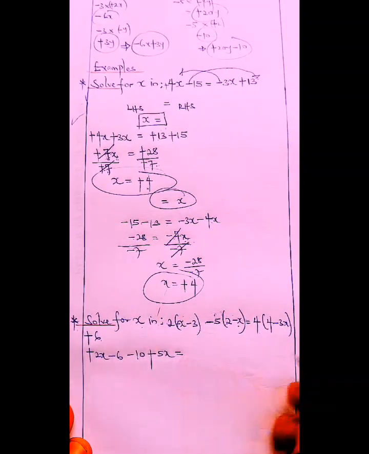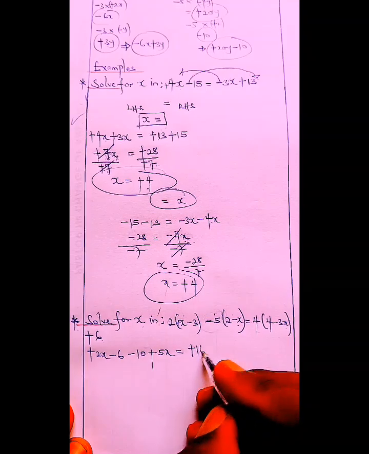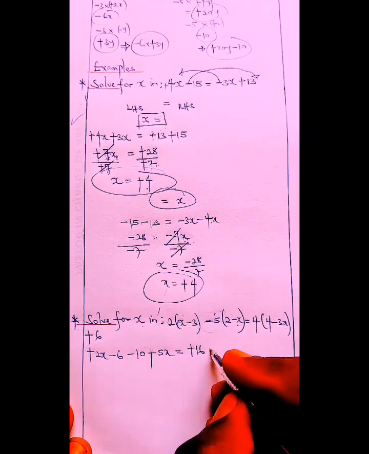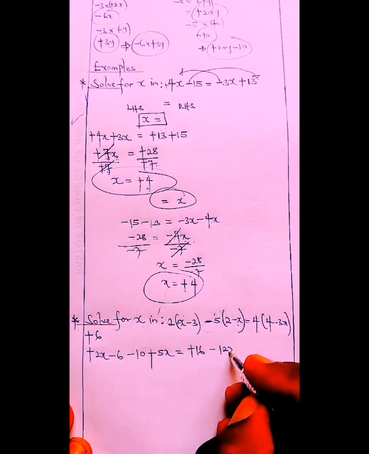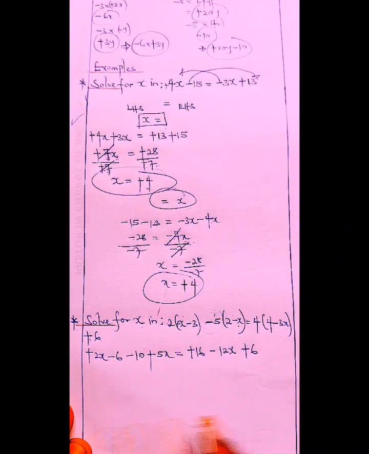Then equals to what we have on the right hand side. Plus 4 times plus 4 will give us plus 16. Then plus 4 times minus 3x: plus times minus is minus, 4 times 3 is 12, so minus 12x. Then we have plus 6. So everything is set already.